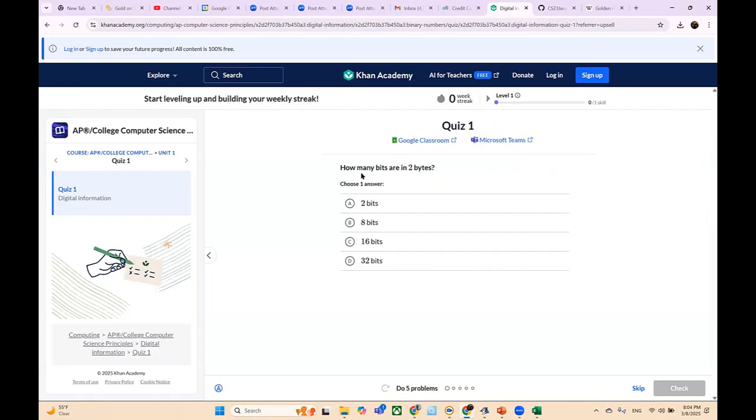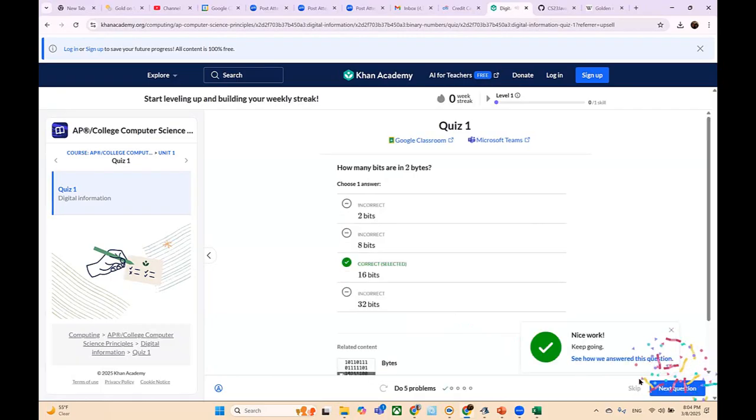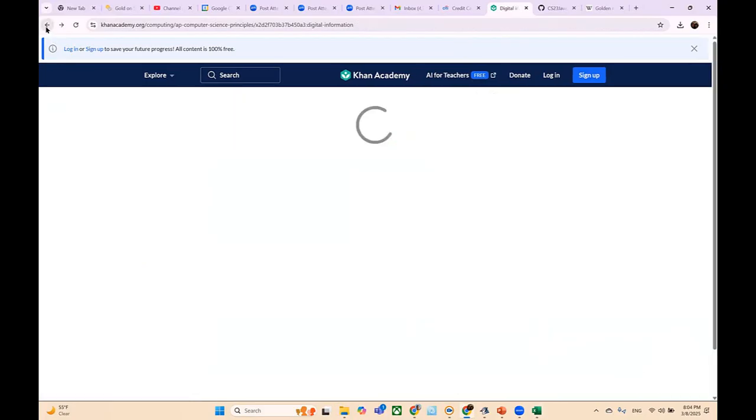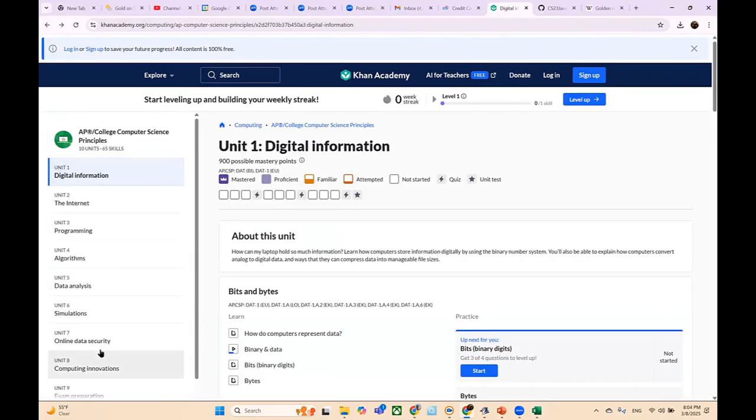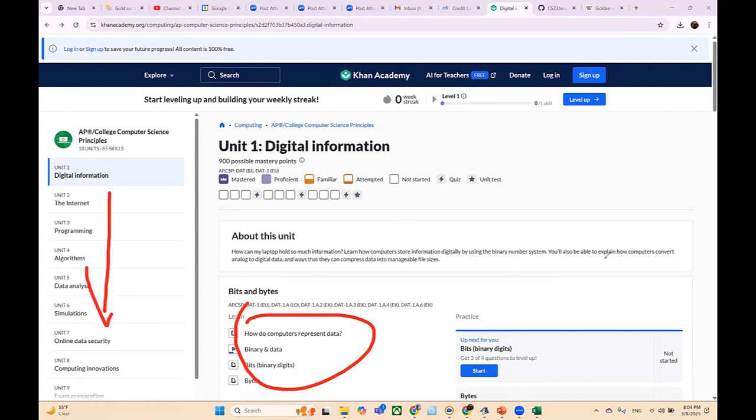So like, how many bits in 2 bytes? So 2 bytes is 16 bits. So this one you pick C. Check. Okay, something like that. Okay, I cannot do any more. So basically, this one is a very good review material, while you read our reading material and their video here, and then go one by one. But this is for the last 4 weeks.